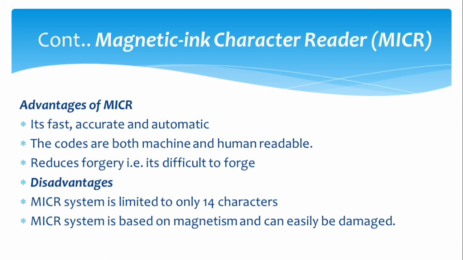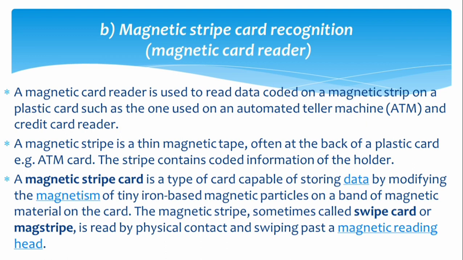Then we have magnetic stripe. This is a case of a line. So a card like an ATM has a line which has also been written magnetically by magnetic ink. So the difference between this and MICR, the MICR is a mark, but this one, it's a line from one side of the card to the other where you swipe to capture that magnetic data. Also very common, common in ATM cards for banks.